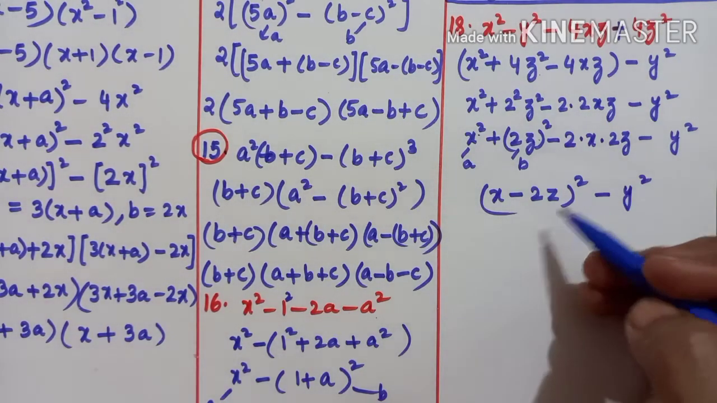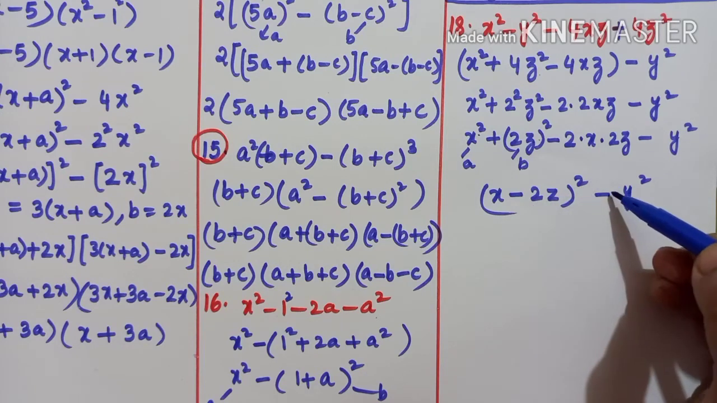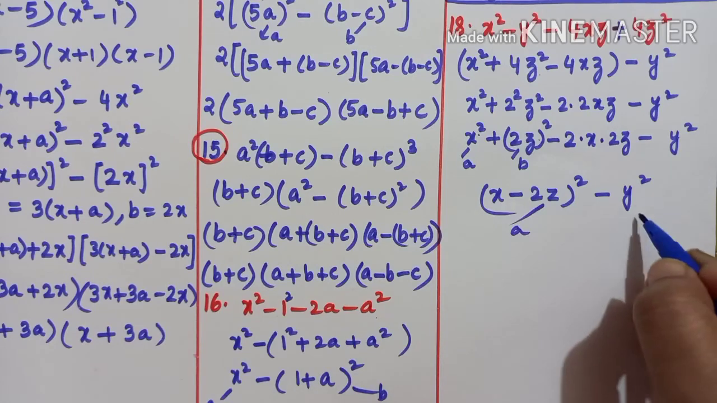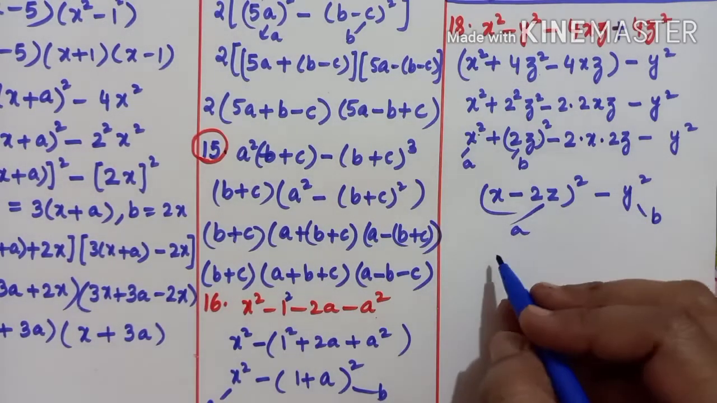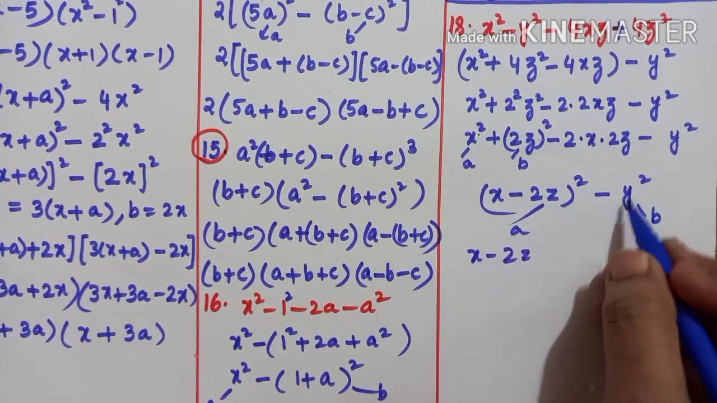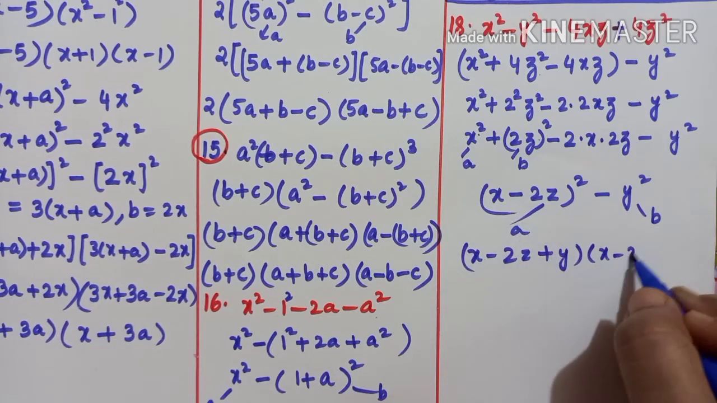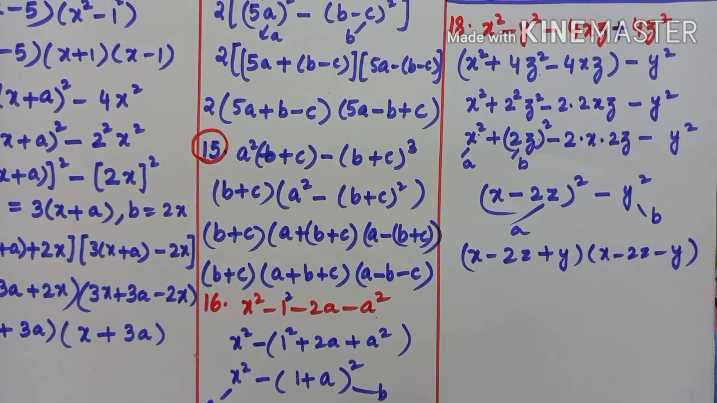Now once again you can see this whole thing you can assume as a square minus b square. If you assume this as a and this as b, then a square minus b square gives you a plus b into a minus b. That's it.